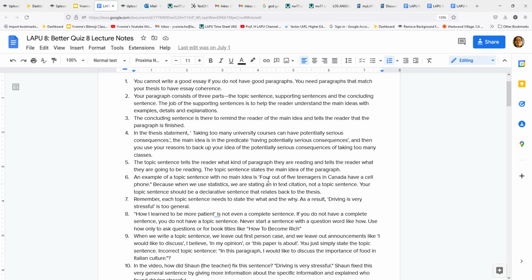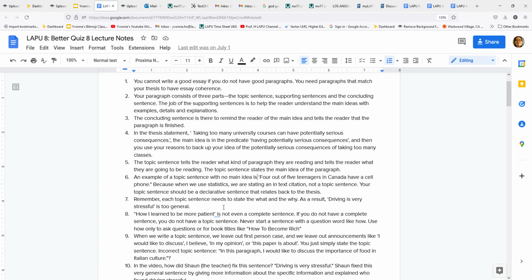So if you say the main idea is that most teenagers in Canada have a cell phone. In fact, 4 out of 5 teenagers in Canada have a cell phone. So you notice how the numbers back up the main idea. And so that's why when we use numbers, we use the numbers or the in-text citations to make our main ideas stronger. Okay, so we use our statistics to back up the topic sentence that relates back to your thesis.